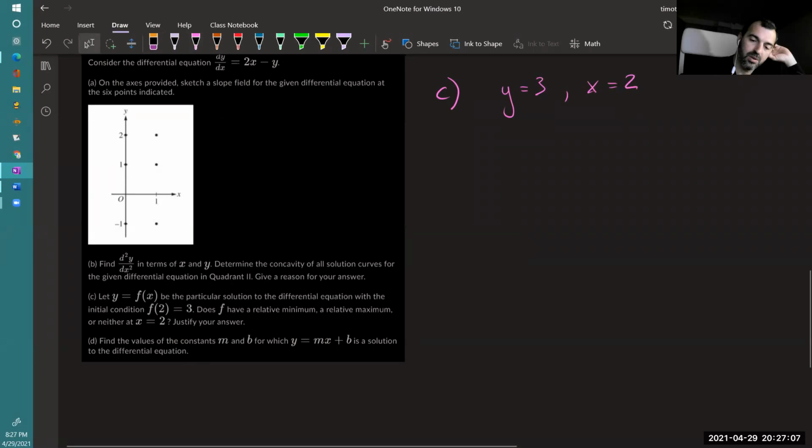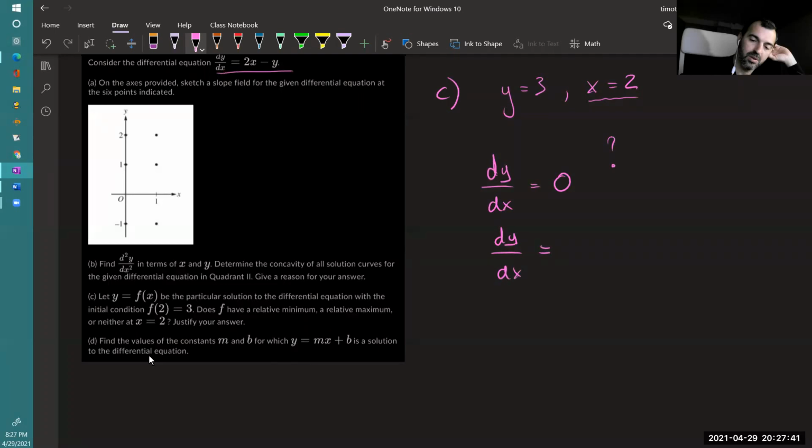The question is, what do we want to do? Does f have a relative minimum, a relative maximum, or neither at x equals 2? Well, look at this, they give us x equals 2. How do I find maximums and minimums? I have to know if the derivative, dy/dx, is equal to 0. That's my question. Well, dy/dx is 2x minus y.